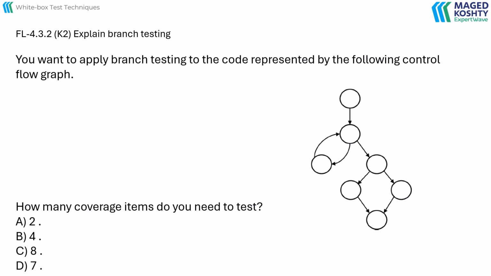From the model answer, we learned that in branch testing, the coverage items are branches, which are represented by the edges or the arrows of a control flow graph. From the graph, we have 8 arrows. So according to the model answer, the correct answer is C. This question teaches us that we should consider both conditional and unconditional branches when calculating branch coverage, which matches what we learned in the previous question. If we consider conditional branches only, the answer would be 4, considering the nodes that have more than one output arrow, each one representing either true or false.